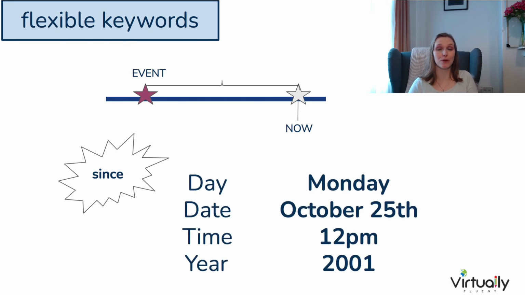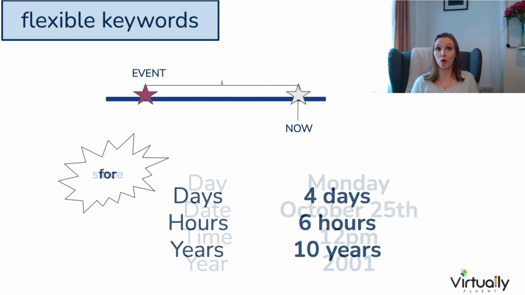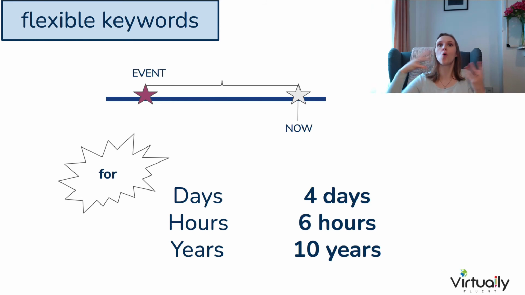After since, we must use a very specific day, date, month, year. Since Monday, since October the 25th, since 12 p.m., since 2001. For, on the other hand, is a quantity of time, so usually a number and then the unit. For 4 days, for 6 hours, for 10 years.